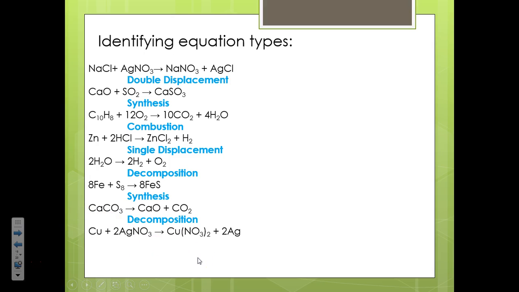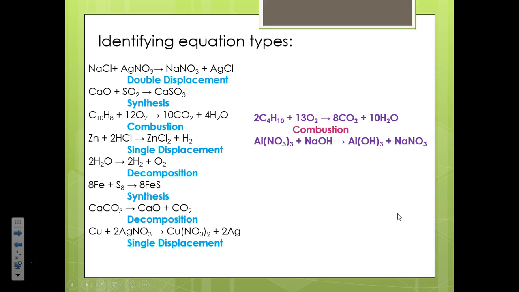Another one here, we've got copper coming in, that's an element. It replaces silver in this substance, and so what we end up with here is single displacement. An element replaces another element inside of a compound. This one, hydrocarbon and oxygen yielding carbon dioxide and water. All right, so that hopefully should be something that clearly stands out as a combustion reaction for you.